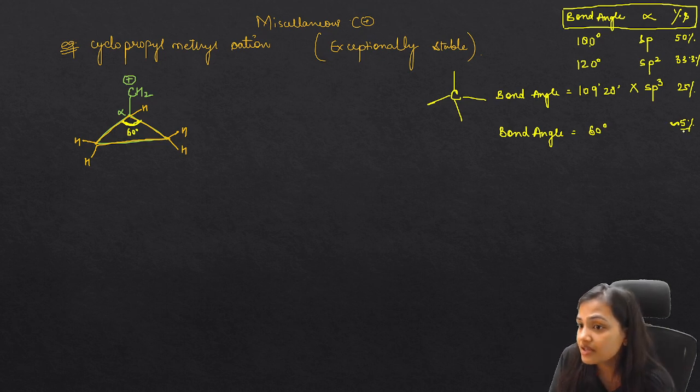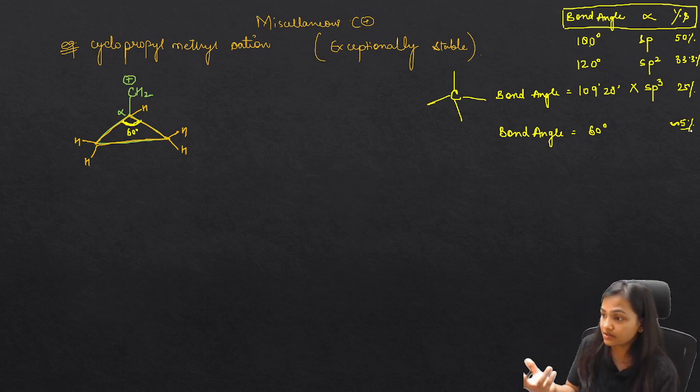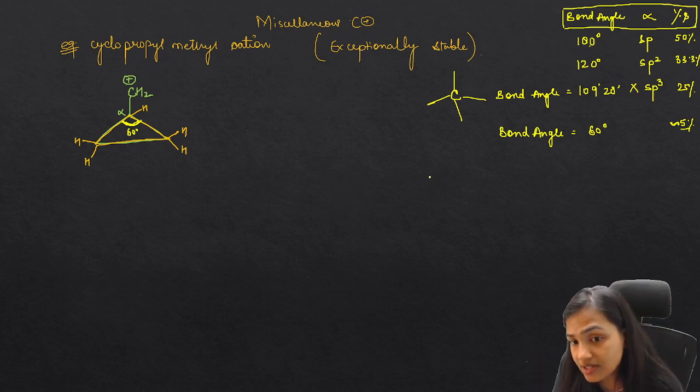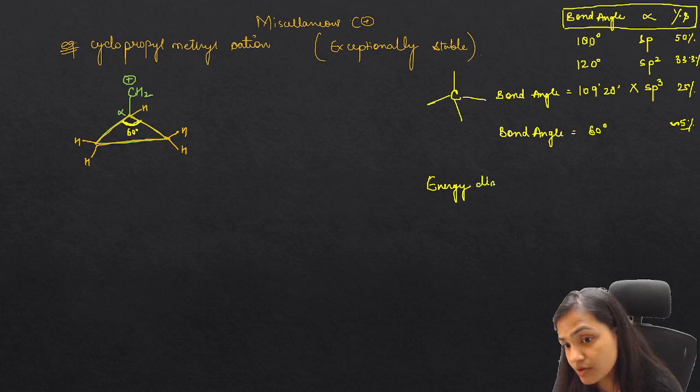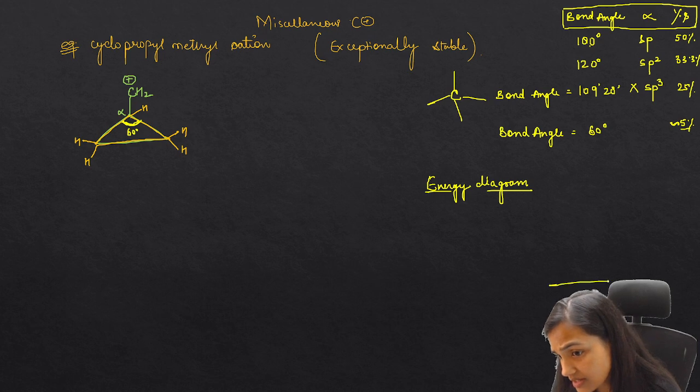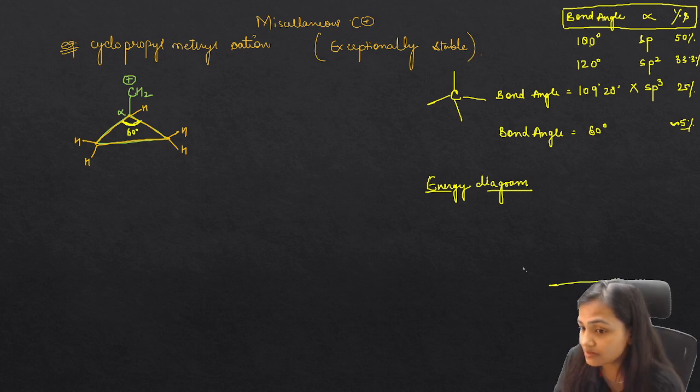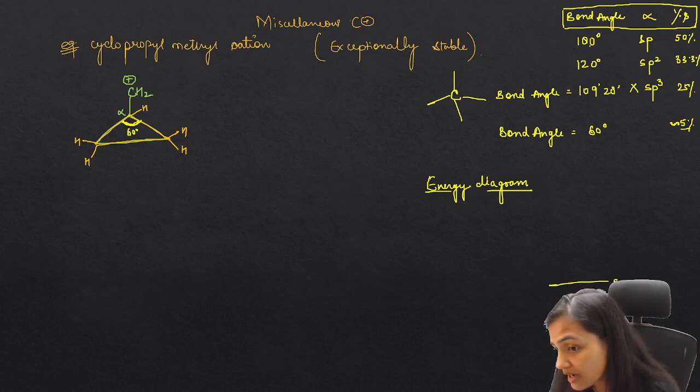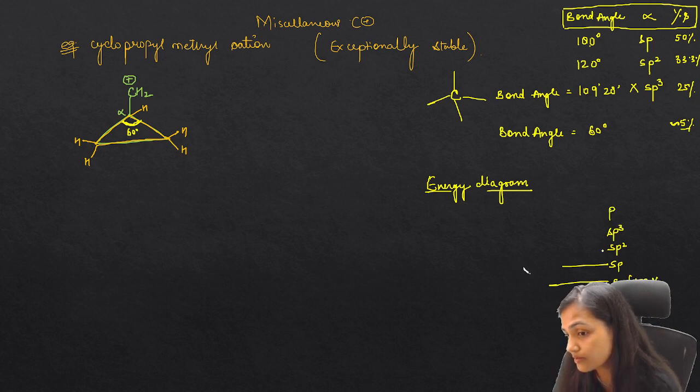So ultimately, if the s character is decreasing, what does this mean? Now let us look at the energy diagram. When you look at the energy diagram, you will find that for s character, here we have 100% s character. Then we could have sp, then sp2, then sp3, then p, right?